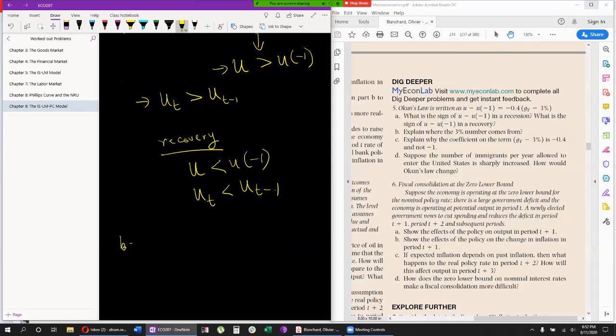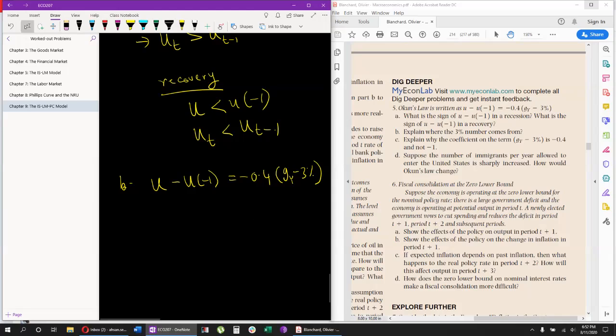Okay, let's focus on part B. Explain where the 3% comes from. Okay, now that is interesting. So the equation that's given to us is this, growth of y minus 3%. And the question is, what is the interpretation of this 3%? So let's take a look at the entire equation and try to figure out what's going on.